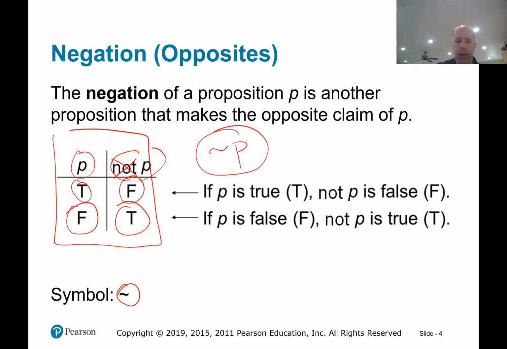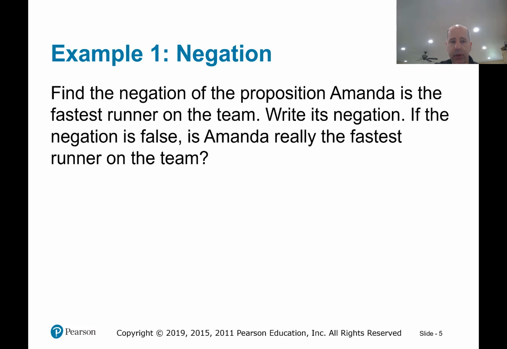Okay. We'll do more. So let's use this example here. It says, find the negation of the proposition, Amanda is the fastest runner on the team. So we want the opposite truth value. So before we get into the symbols, let's just think about this. Some of this might be easy, and we're going to start easy, but it will get more complicated.